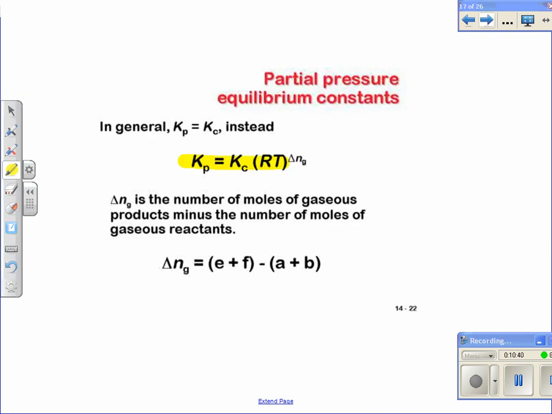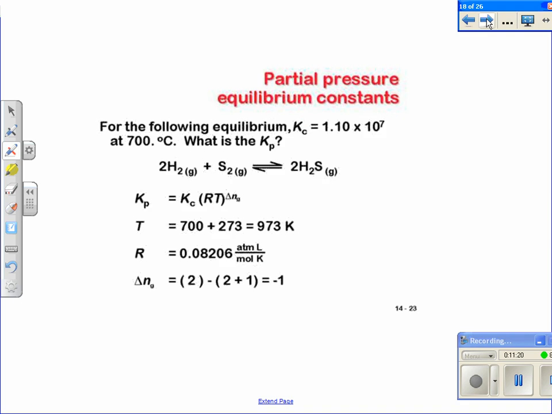Now, one key calculation is that there's a mathematical relationship between Kp and Kc, and you're expected to be able to calculate them. Here's how it works. Kp is equal to Kc (RT) to the delta n. Delta n is the number of moles of gaseous products minus the moles of gaseous reactants, the change in the number of moles. That becomes the exponent for RT. T has to be in Kelvin.